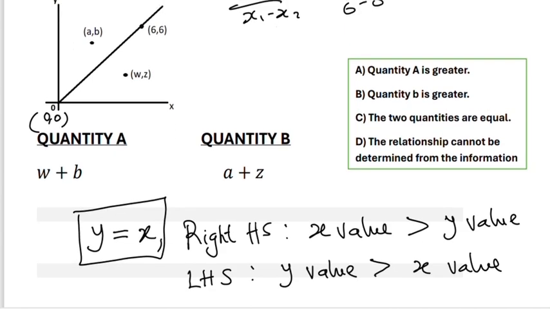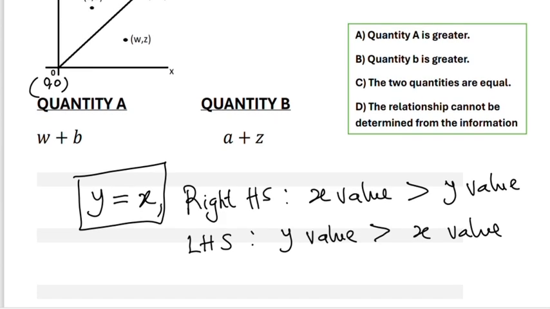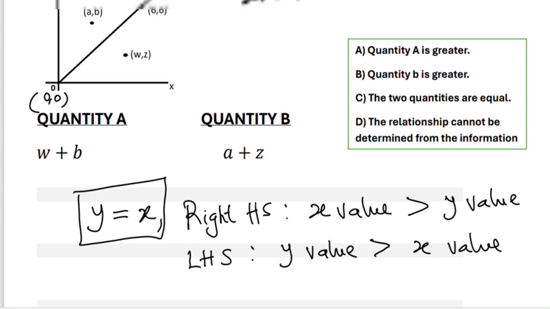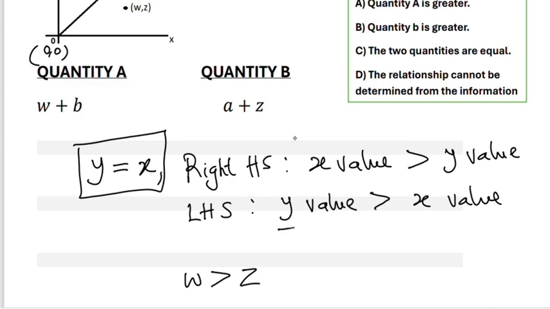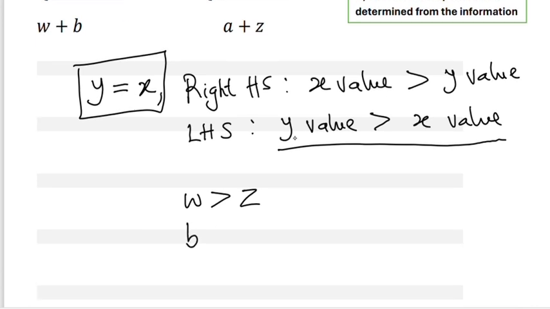So looking at the graph we have that (w, z) is towards the right. That means that w is the x coordinate and z is the y coordinate. So clearly that simply means that w is greater than z. And then towards the left hand side we have (a, b), and a is the x value, b is the y value, and from here we know that the y value is always greater than the x value. So that means that b is greater than a.